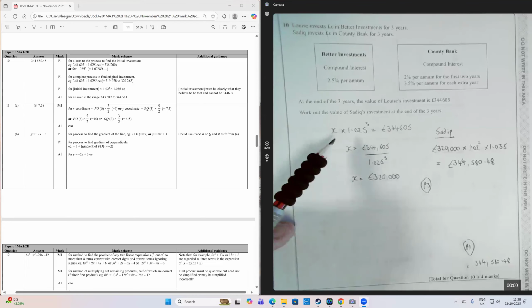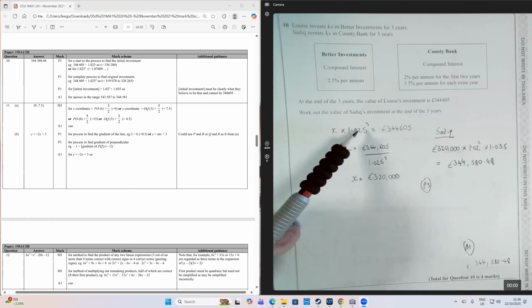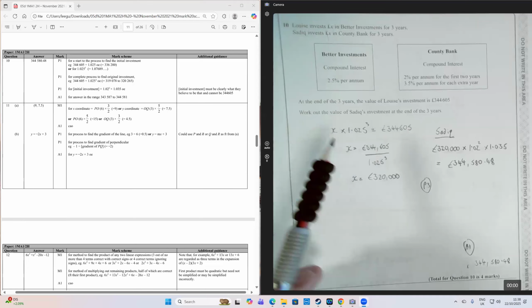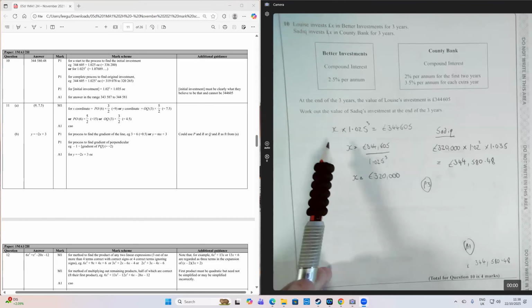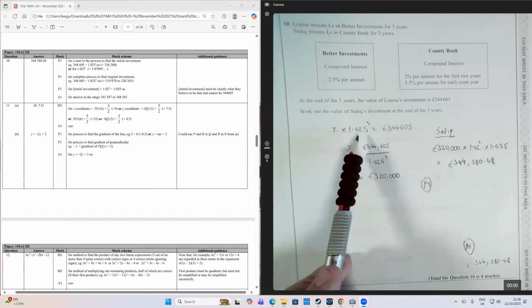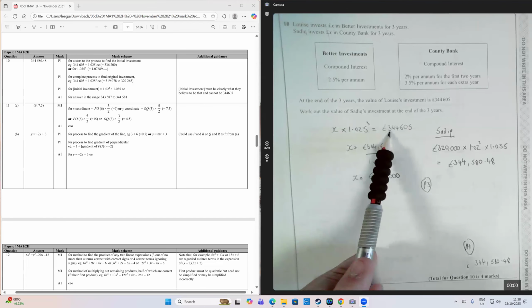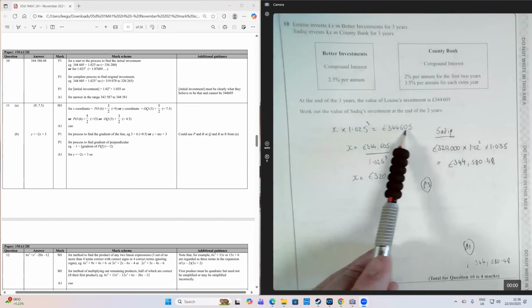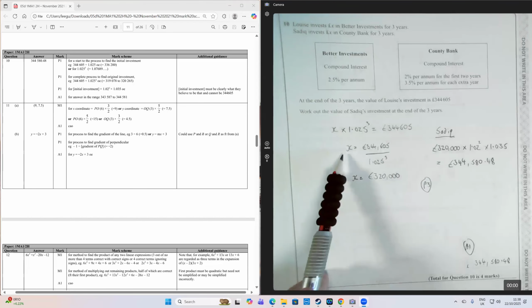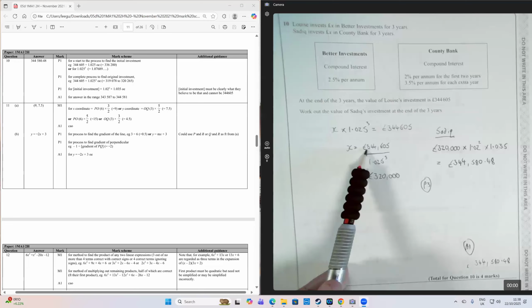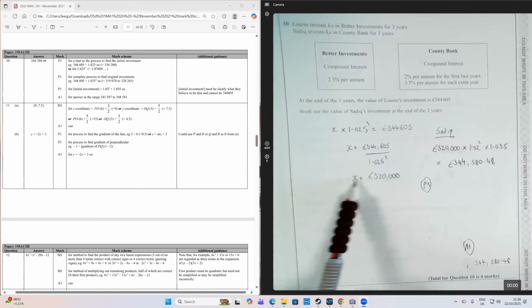We don't know how much Louise invested, but we do know it was at 2.5%, which is 1.025 as a decimal. And it's compound interest, which means it's to the power of 3. So x times 1.025 cubed equals 344,605. So we need to divide by this in order to find out what x is. So that divided by that gives us 320,000.